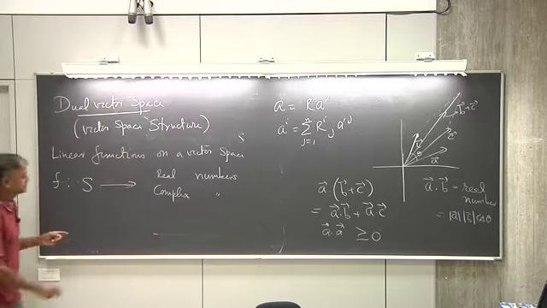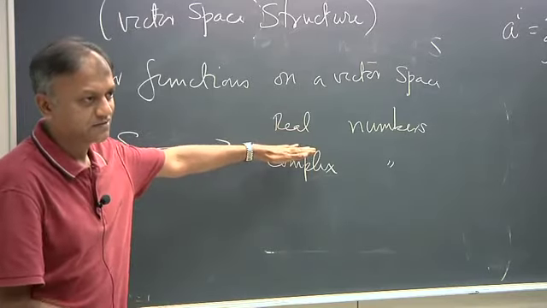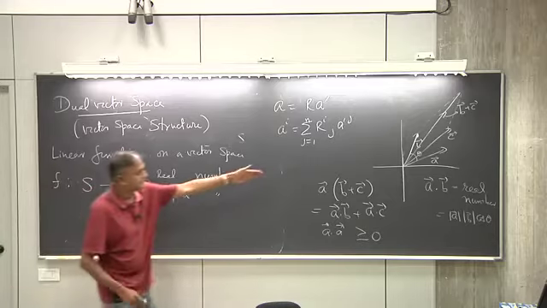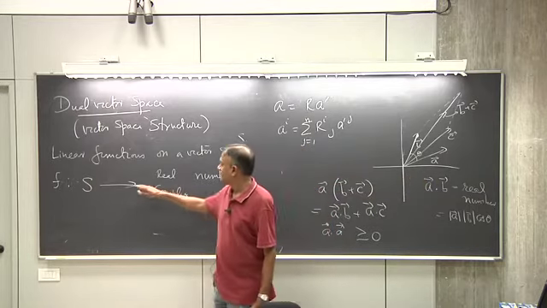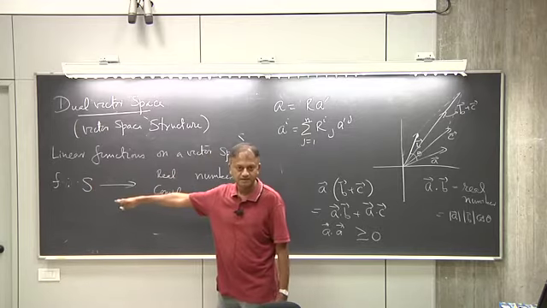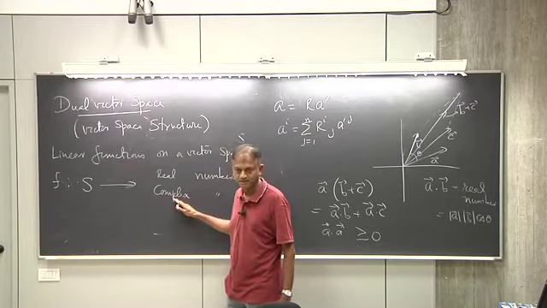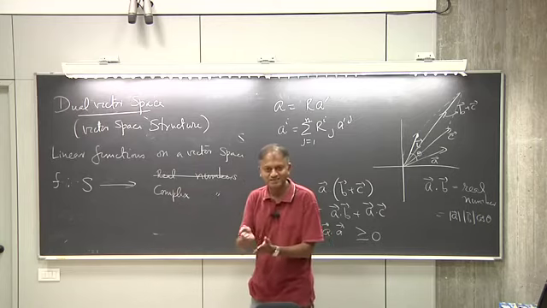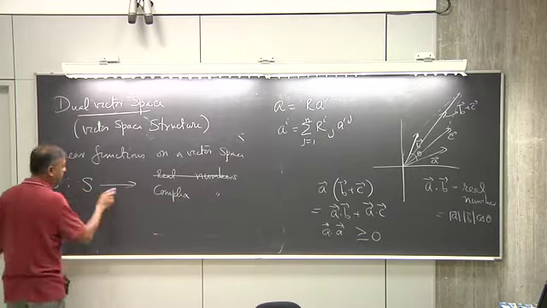Let me always work with complex numbers, because real is just a special case of it. If S is a real vector space, then we are looking at real functions. If S is a complex vector space, I'll be looking at complex numbers here. So let me always work with the complex, because that's more general. You specialize it, you can get the real vector space.